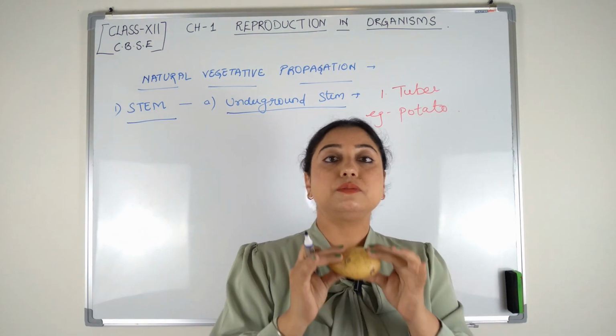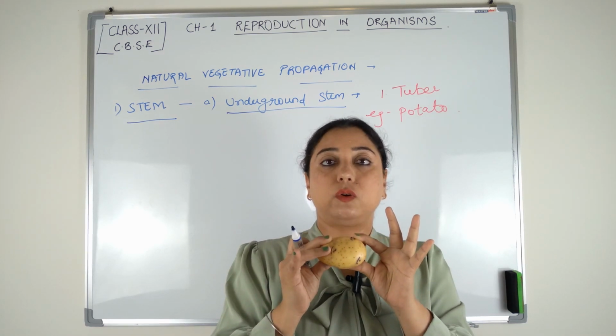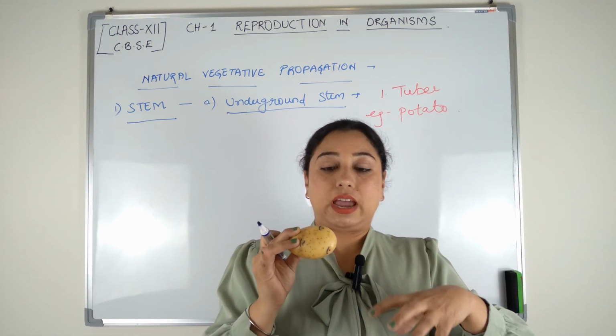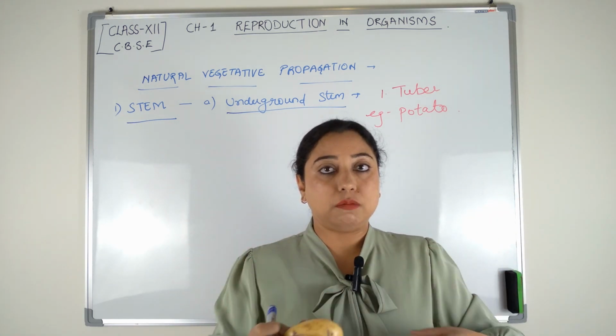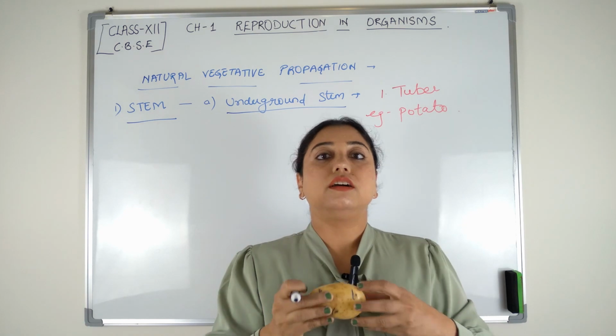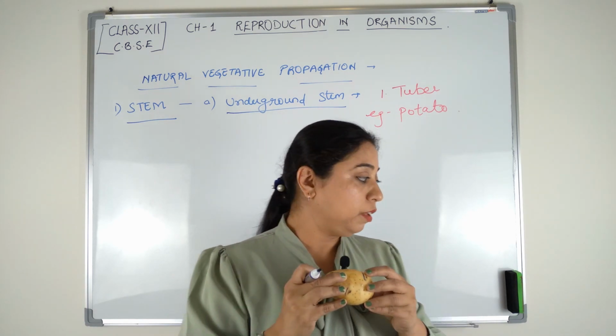Clear? So these potato tubers actually grow inside the soil, and they are developed from the lateral branches which come out of the main underground stem. Okay, let me just show you.